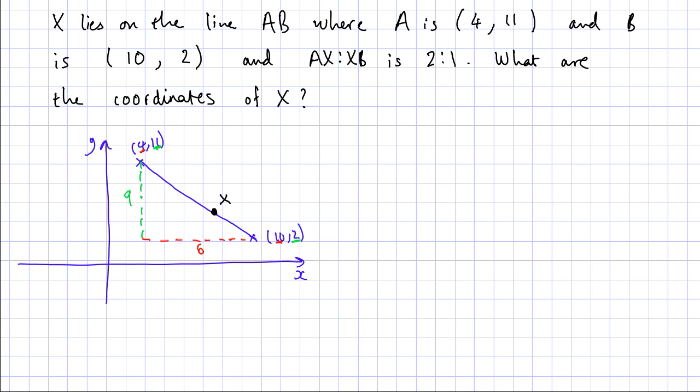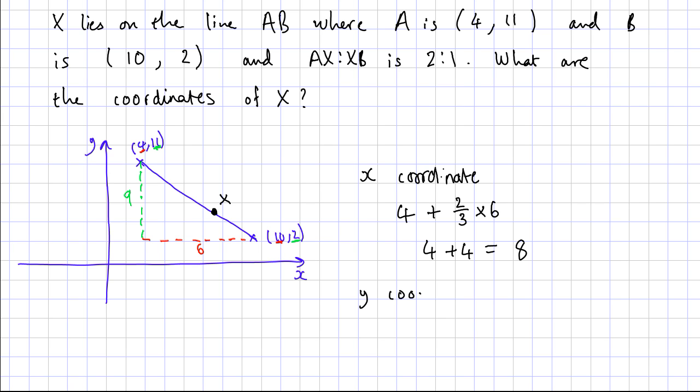So the x coordinate is 4 add 2/3 of 6. Now 2/3 of 6, so 6 divided by 3 is 2, times 2 is 4. So that's going to be 4 add 4, which is equal to 8. Now the y coordinate, let's see how we're going to find this one.